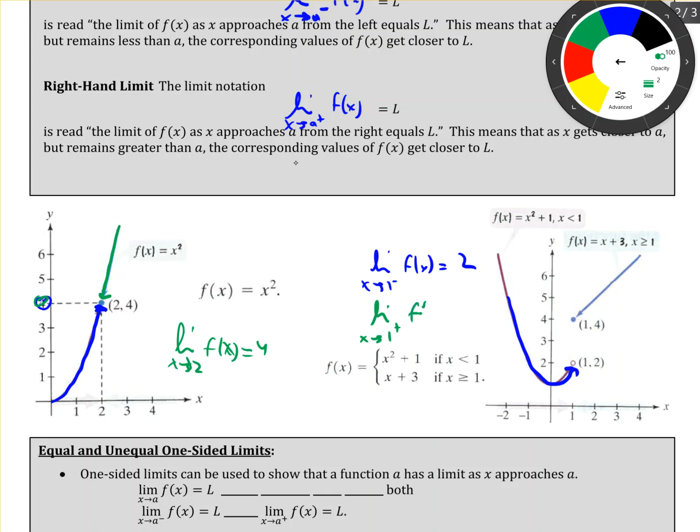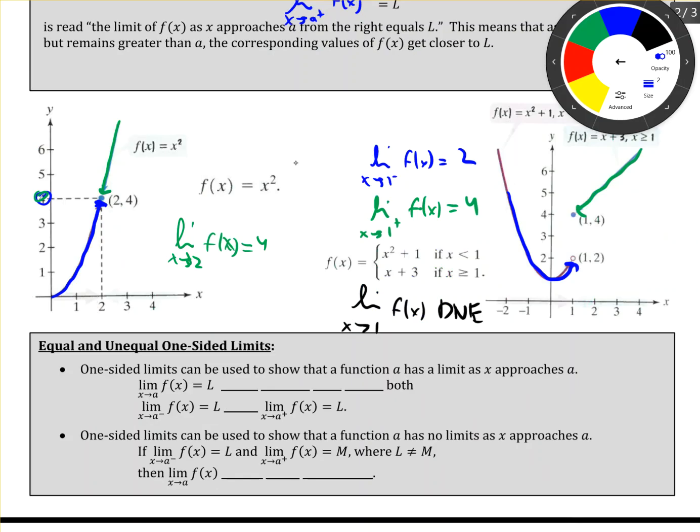So f of x. And now if I look from the right side, it looks like we're coming here, it looks like we're pointing at 4. So in this case, if I said what is the limit as x approaches 1 of f of x, from the left it was 2, from the right it was 4. This would be does not exist, undefined. And we're going to talk about that right down here.